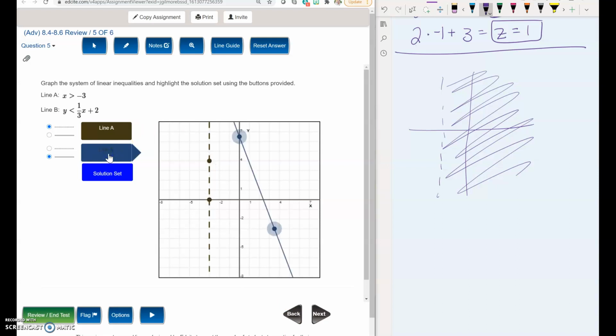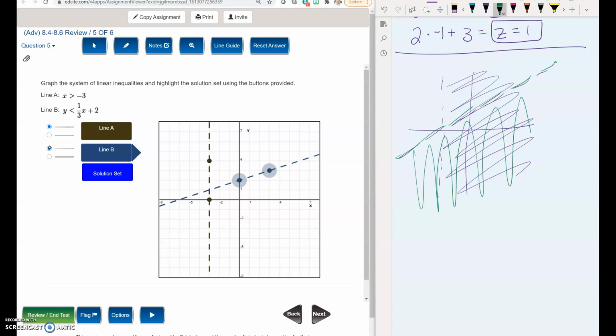Line B is this line, y is less than 1/3 x plus 2. Start with plus 2, so get one of your dots at 2 on the y-axis. Grab your other dot and count up 1, right 3 to make your slope. This one also needs to be a dashed line, and I would sketch this in on your graph like this, maybe using a different color, that might help. It needs to be less than, that means we would shade down.